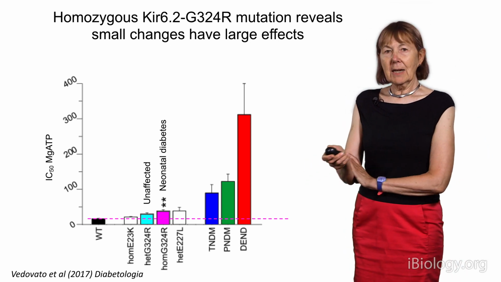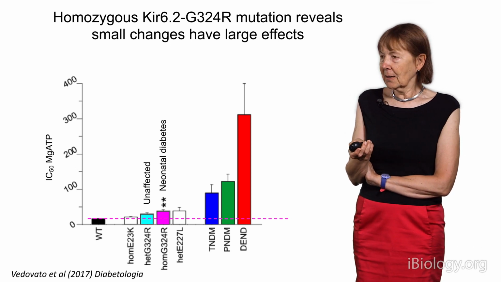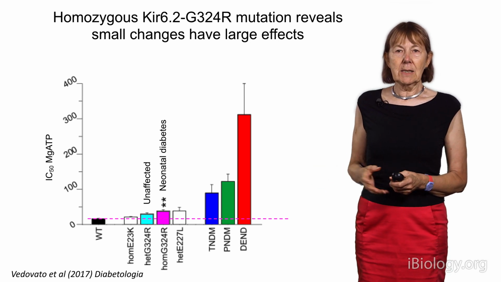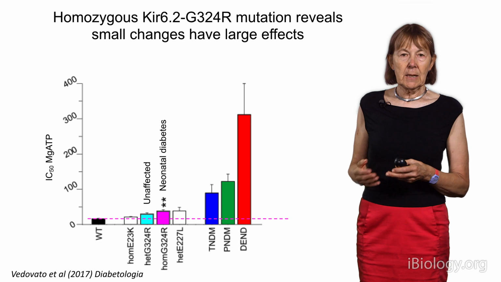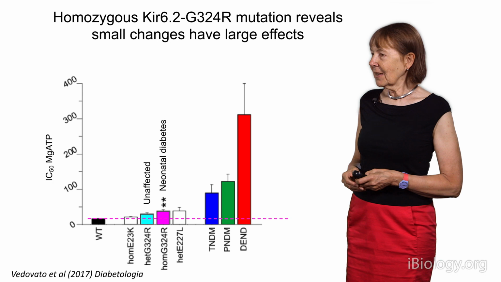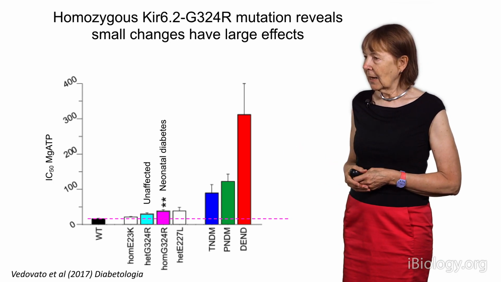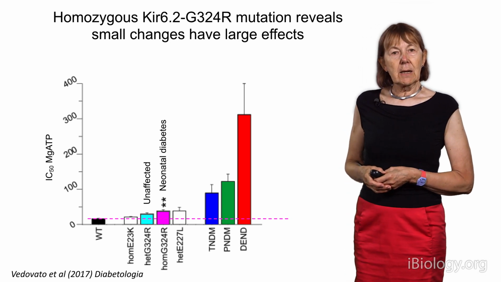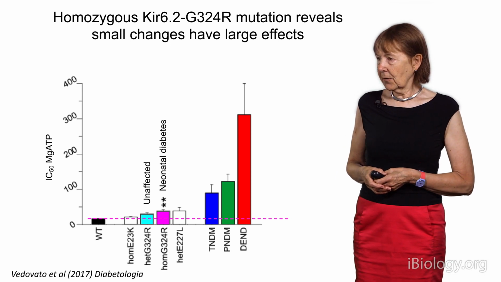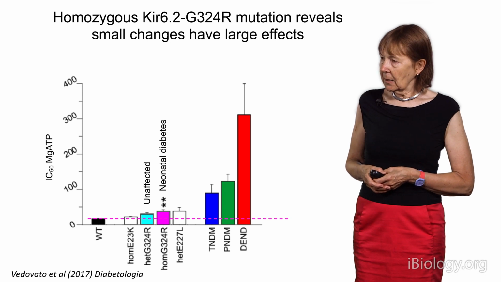And what I'm showing you here is that very small changes in ATP sensitivity can have very large effects. So on the right, in blue, green, and red, you see the mean IC50, the mean concentration at which inhibition by ATP is half maximal. And we've taken all the mutations here and just taken their mean values. Then in black, you see half maximal inhibition, the IC50, for the wild type channel, right over on the far left. And then the two to look at are the cyan and the magenta.